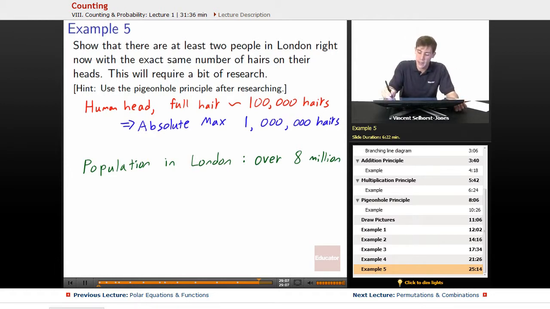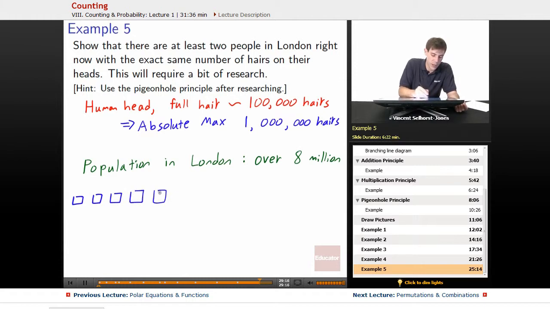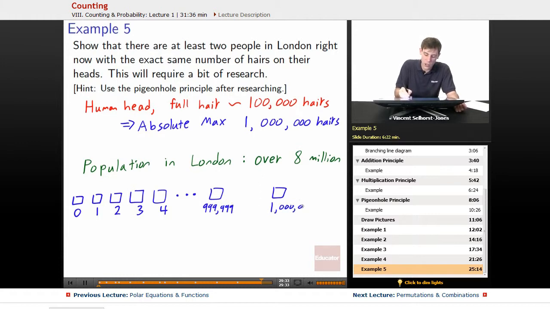Why? Well, let's look at it like this. We can think of that absolute maximum of 1,000,000 hairs as being a bunch of different boxes, right? The number of hairs on a person's head. So we've got 0 hairs at first, 1 hair on your head, 2 hairs, 3 hairs, 4 hairs, then 999,999 hairs on your head, 1,000,000 hairs on your head. So we've got all of these different boxes that a person can go into, right? We're counting all the way up from 0 up until 1,000,000 hairs.